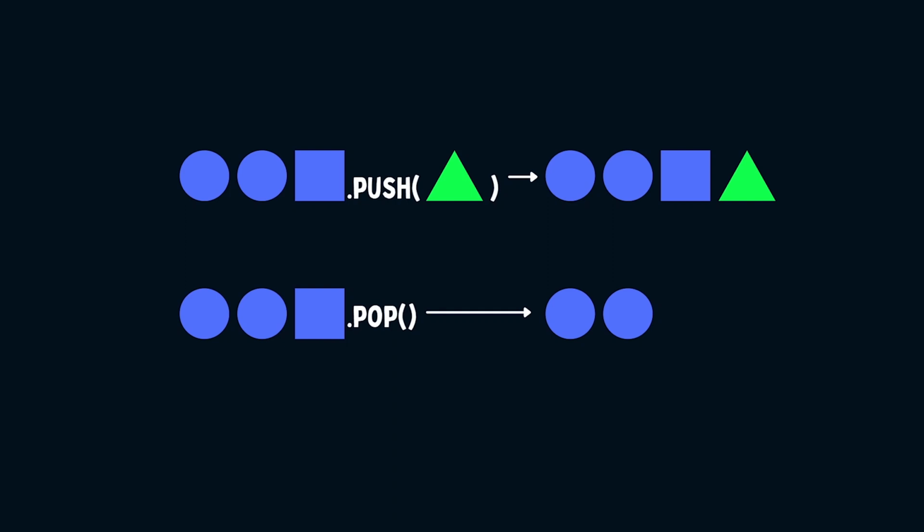For better understanding, here we have the image illustration. Assume that we have an array with these 2 circles and a square, and we perform this push operation with this triangle. Then the resulting array will look like this. The new element triangle is added at the end. Here we have the pop operation, same array. After the pop operation, the last element, which is the square, gets deleted.